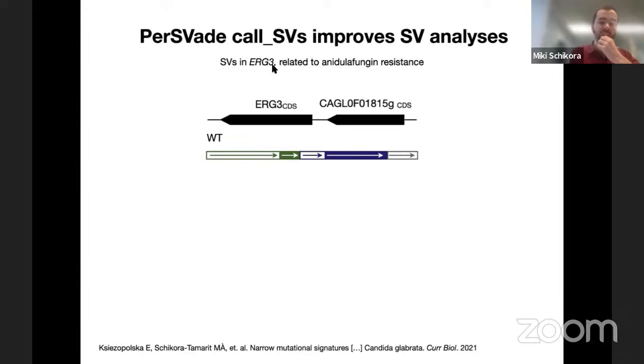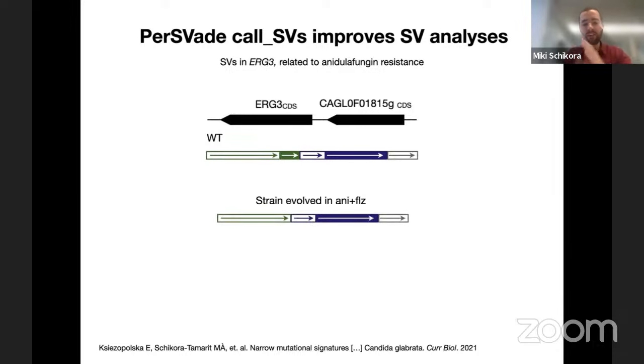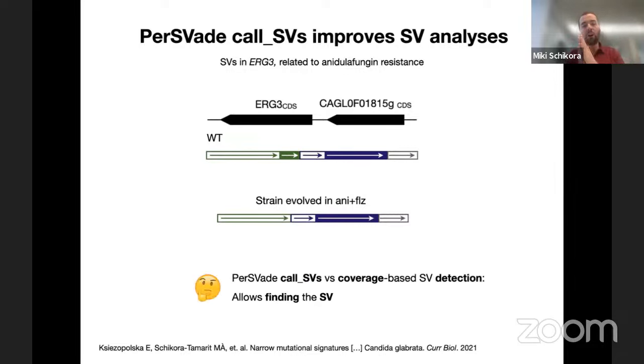Here is another example from the ERG3 gene, which we discovered can be related to anidulafungin resistance. This is how the gene is in the genome and how it looks in the wild type. Basically, we find a strain evolved in both drugs at the same time that lacks this tiny little part here. This part is so tiny that with the coverage-based detection, which relies on windows of the genome, we would not find it. So thanks to PerSVade, we can identify these very small deletions that can have a very important impact on the gene because it's at the beginning.